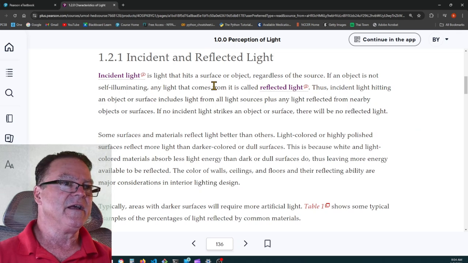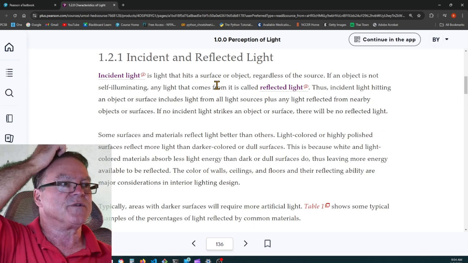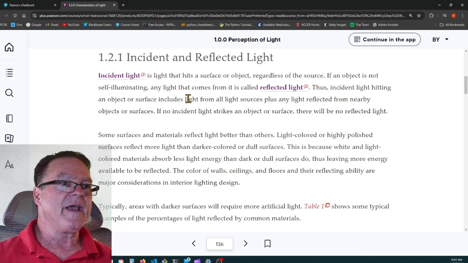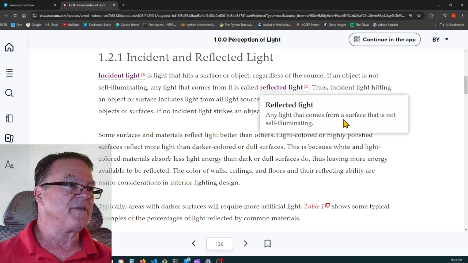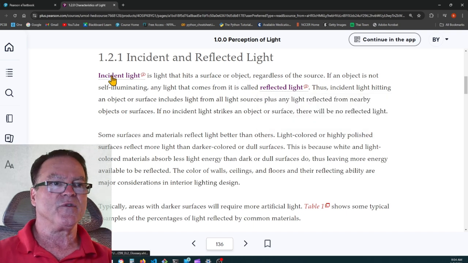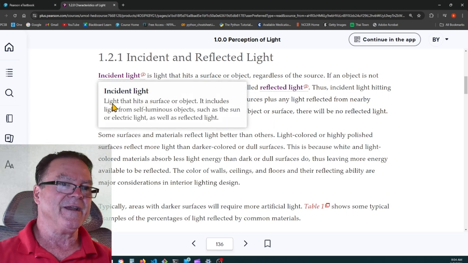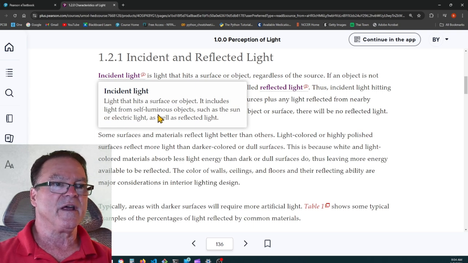Incident and reflected light. Incident light is that light that hits the surface or object regardless of the source. If an object's not self-illuminating, any light that comes from it is called reflected light. So any light that comes from a surface that's not self-illuminating. If you have a white piece of paper on a desk, the white light coming off that paper is reflected. The incident light comes from the lighting fixture above you hitting that white piece of paper. Light that hits a surface or an object includes light from self-luminous objects such as the sun or electric light, as well as reflected light.